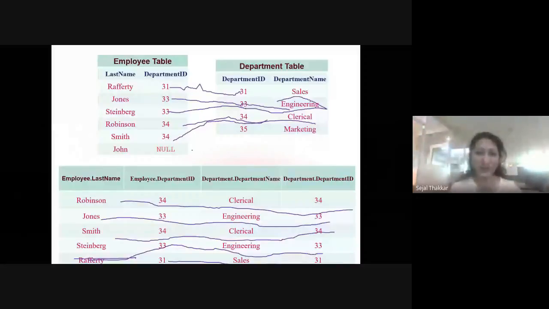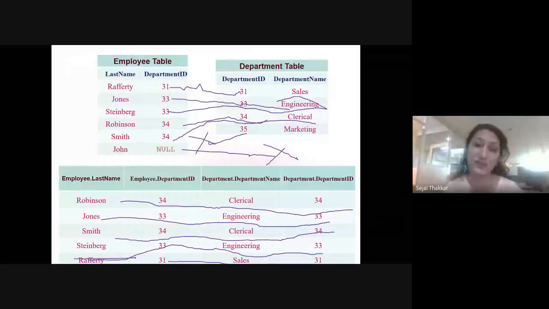Now we can see here John and Null, which doesn't have any related value here, so it will not come. 35 is not going to relate with anything, so 35 again does not come. So those values which have related values will come only in this inner join.